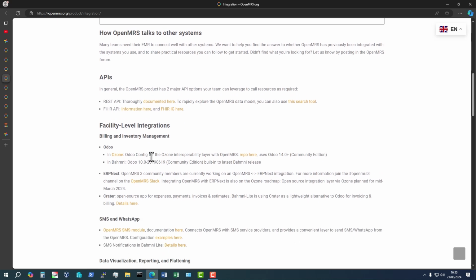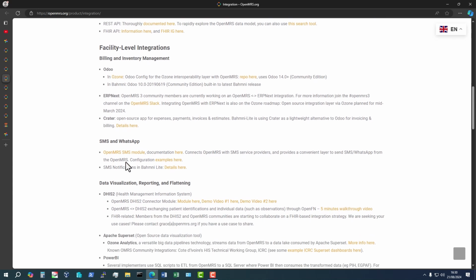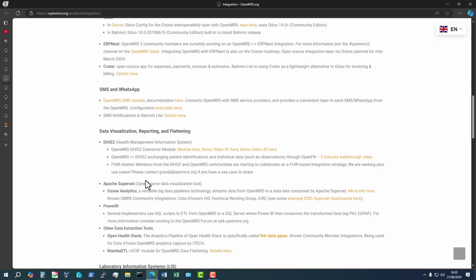You have different systems that OpenMRS integrates to for things like billing and inventory management. Odoo is one of the tools you can hear about. There are some closed tools like, for example, Fraction, which is one of those big tools as well that is used. You have ERP Next and other tools. You can see it integrates with WhatsApp and you can send SMSs. DHIS2, one of those huge systems that it can integrate to. You have analytics platforms, open source like Apache Superset. Ozone Analytics, this is a very critical thing we can discuss in the future.